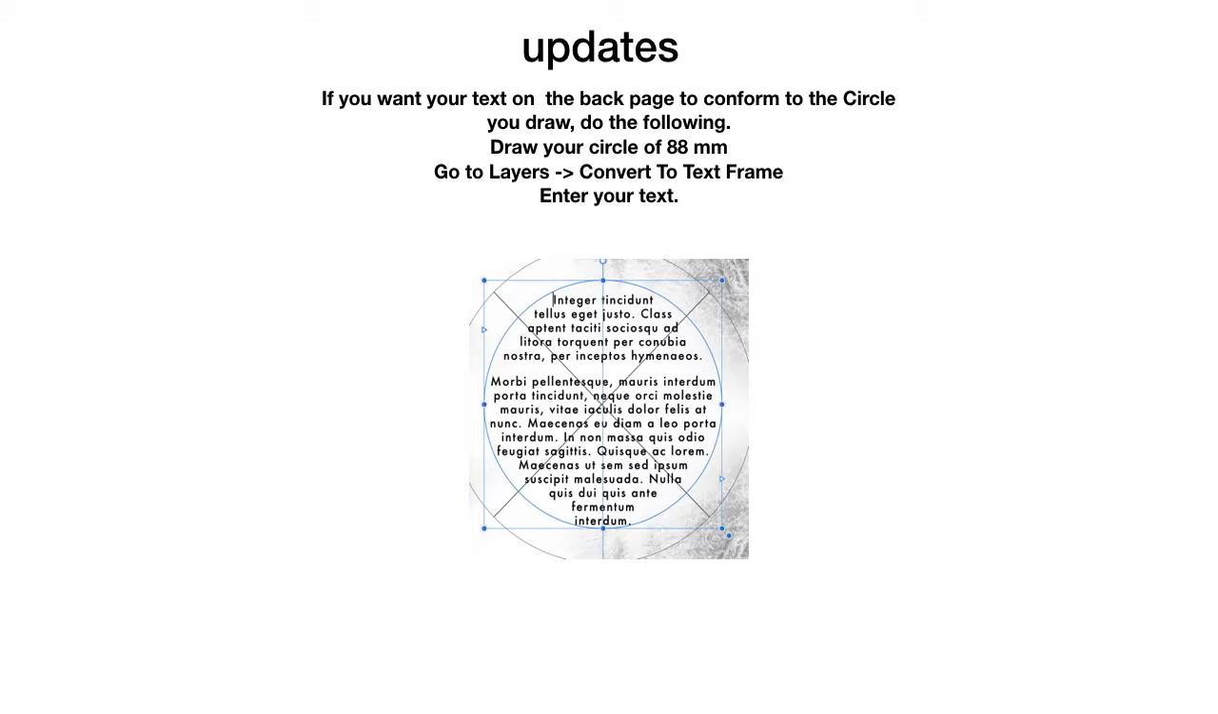Draw your circle of 88mm as outlined in the last few chapters of the lesson. Then go to Layers and convert to text frame. Then enter your text. So you can, from that point on, ignore the bit about doing the text box. Just draw the circle, convert to text frame and enter your text. Job done. How easy is that?